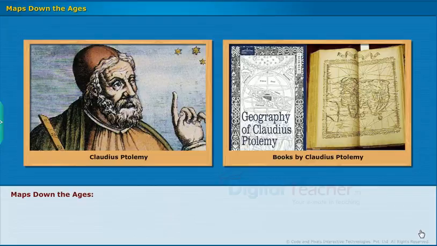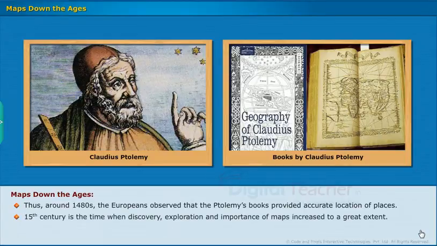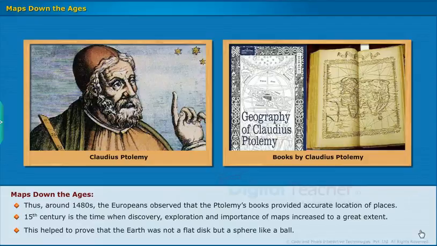Maps down the ages. Thus, around the 1480s, the Europeans observed that Ptolemy's books provided accurate locations of places. The 15th century is the time when discovery, exploration, and the importance of maps increased to a great extent. This helped to prove that the earth was not a flat disk but a sphere, like a ball.